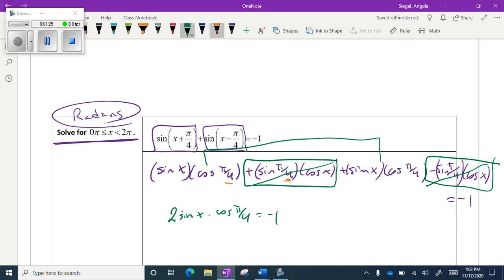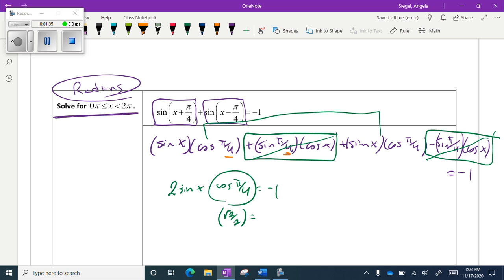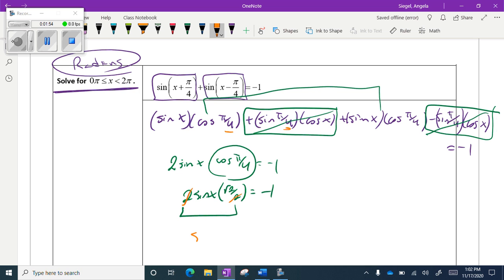So now I wait to here and say, okay, well, that is going to be square root of 2 over 2. So think about it, that's 45 degrees. Cosine 45 degrees is square root of 2 over 2. And then I have 2 sine of x. Okay, so then I have these two going on. So we're just multiplying everything together. So I'm going to combine the 2 and the 2 times square root of 2 over 2. So those cancel out. And I'm left with the sine of x times square root of 2 equals -1.